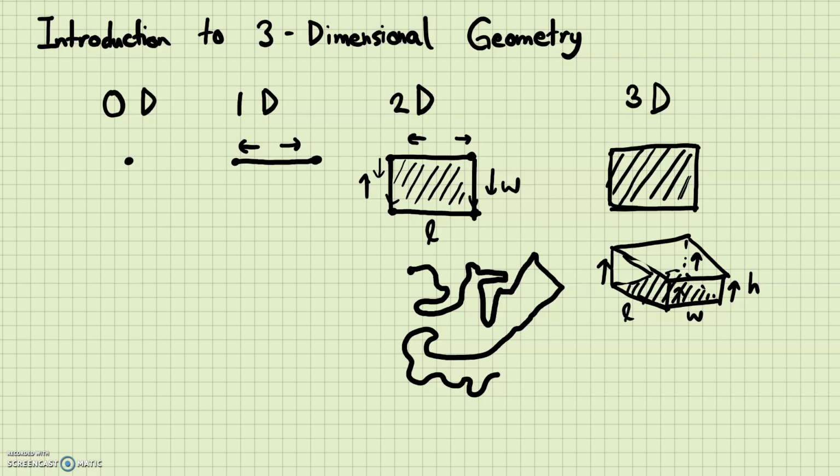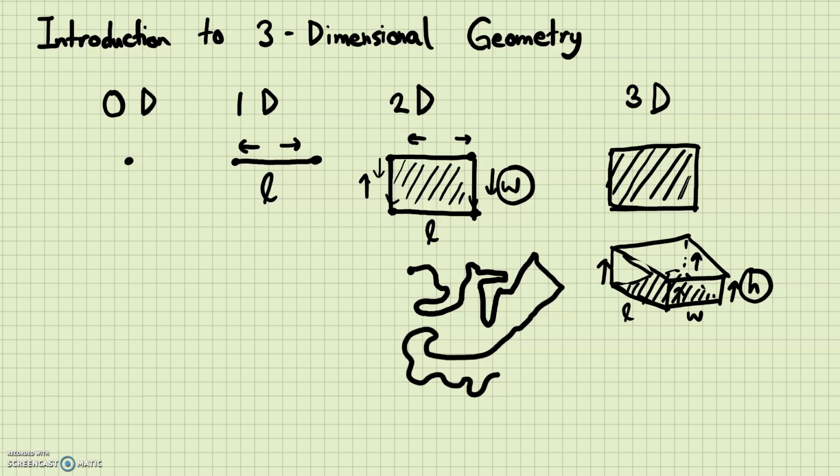Okay, at 1 dimension, we only had length. We can only move forward and backwards. So every time we move up a dimension, a new component is added. At 2 dimensions, width was added. In 3 dimensions, height is added. And the objects that you see in real life with your eyes are mostly all 3 dimensions.